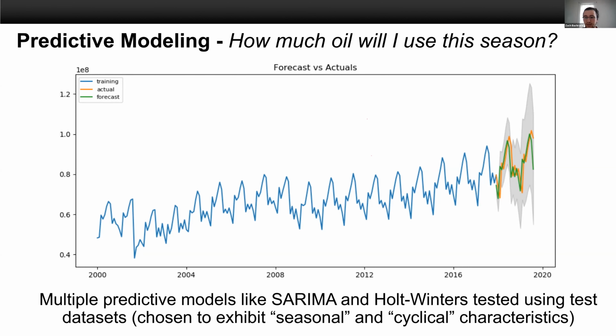In 2018, we broke off the data and then we predicted the rest. And it's pretty accurate here. You'll see the actual in orange and the forecast in green. So it's pretty accurate.